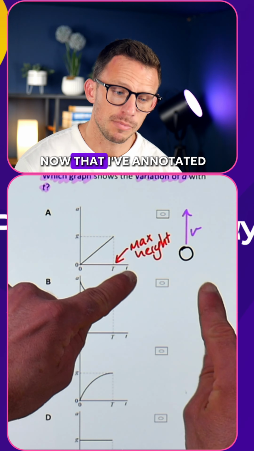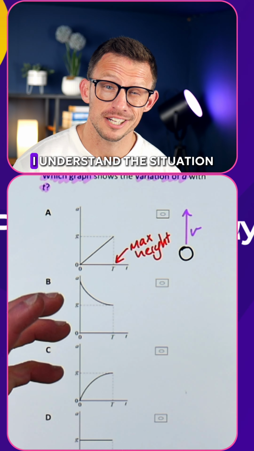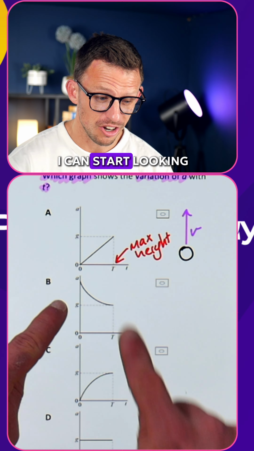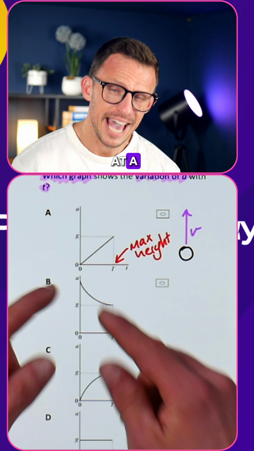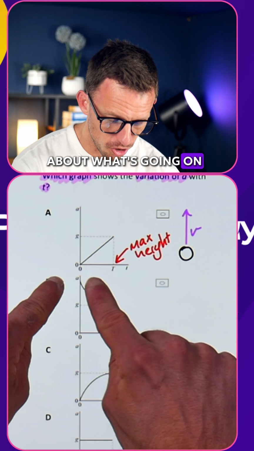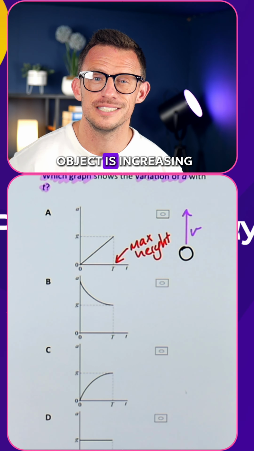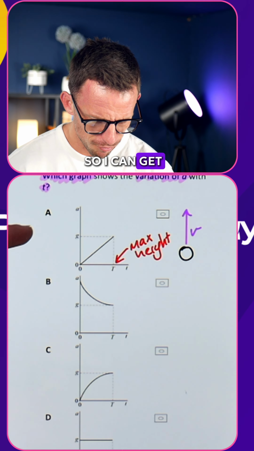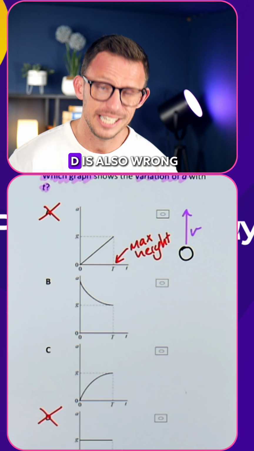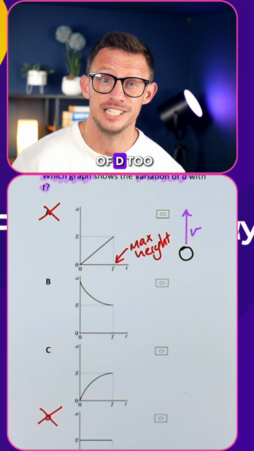Now that I've annotated my graph and I know that the ball is slowing down, I understand the situation, I can start looking at things and removing them as distractors. Because if I look at A and I think about what's going on, the acceleration of this object is increasing. Well, that can't happen if the ball's slowing down. So I can get rid of A, and when I look down, D is also wrong as well. I can get rid of D too.